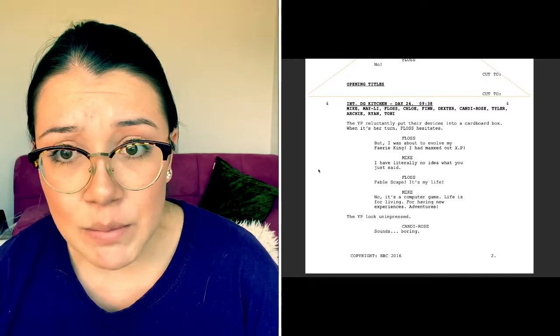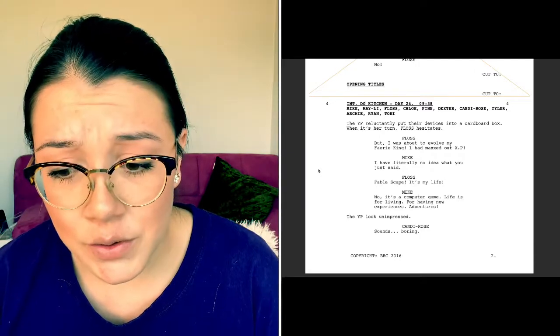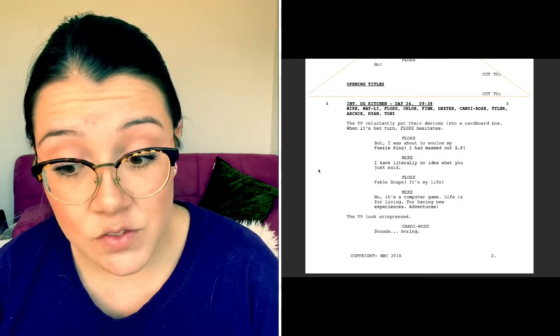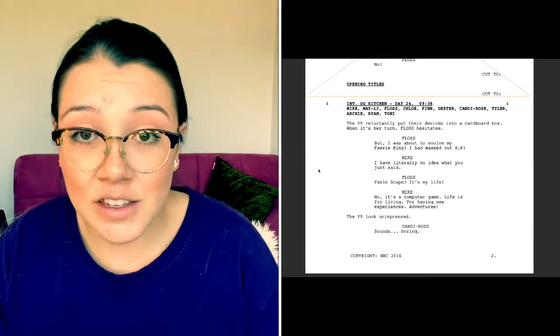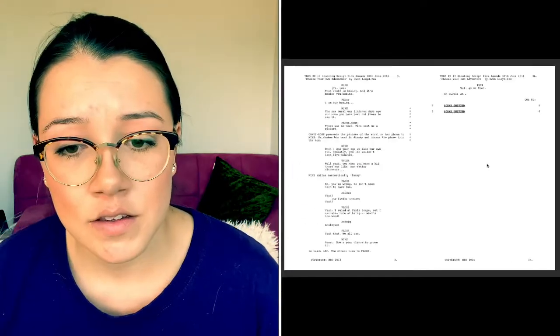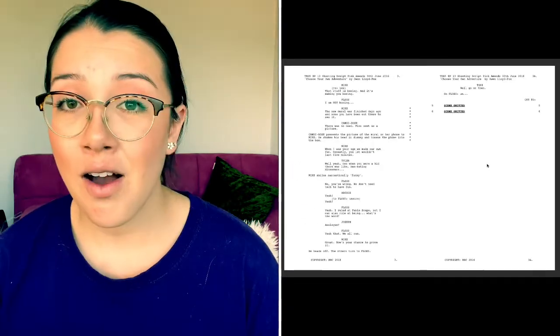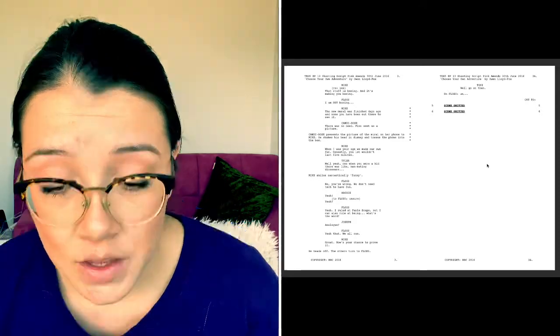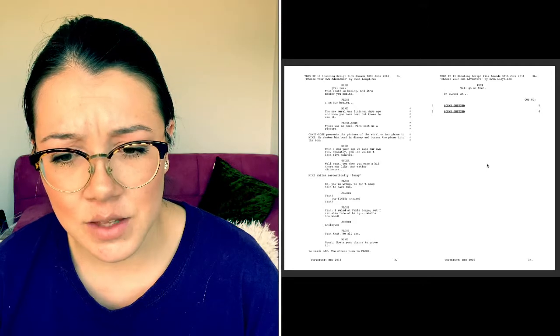Fablescape. It's my life. No, it's a computer game. Life is for living, for having new experiences, adventures. The young people look unimpressed. Sounds boring. That stuff is boring, and it's making you boring. I am not boring. The new mural was finished days ago, and none of you have been out there to see it. There was no need.